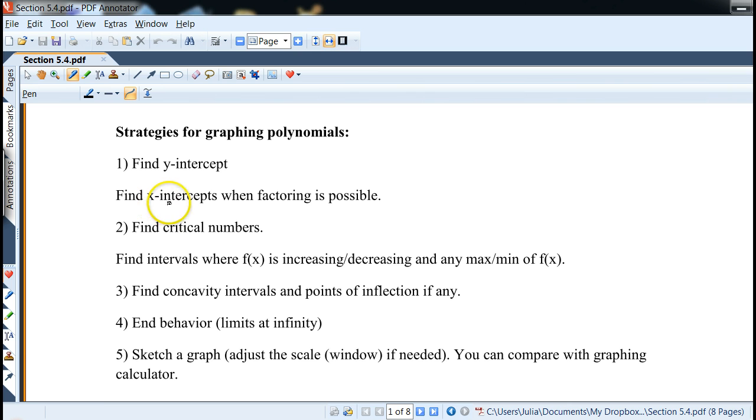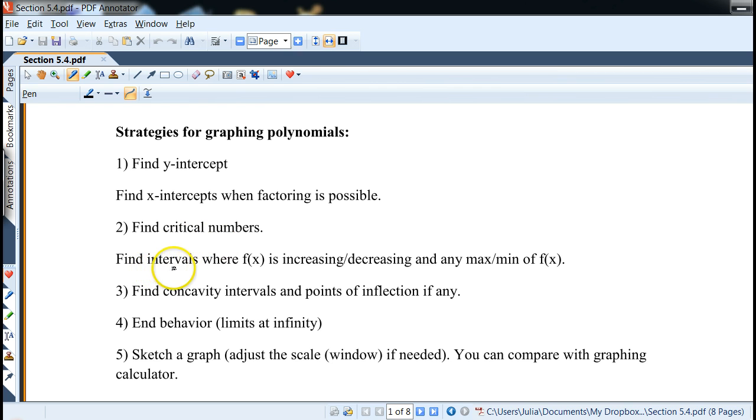X-intercepts, it really depends. Sometimes for some higher degrees like 3 or 4, when factoring is not possible, we really need technology there. So if factoring is possible, then you can find x-intercepts. If it's not, then you don't have to worry about it too much. Then we can find critical numbers by taking the first derivative and figuring out where it's 0 or undefined.